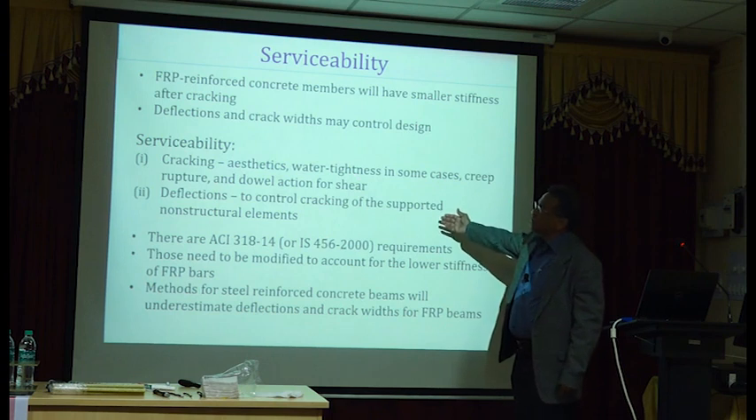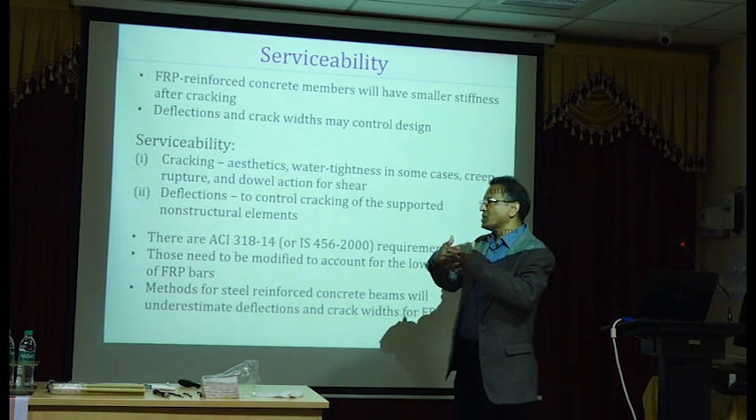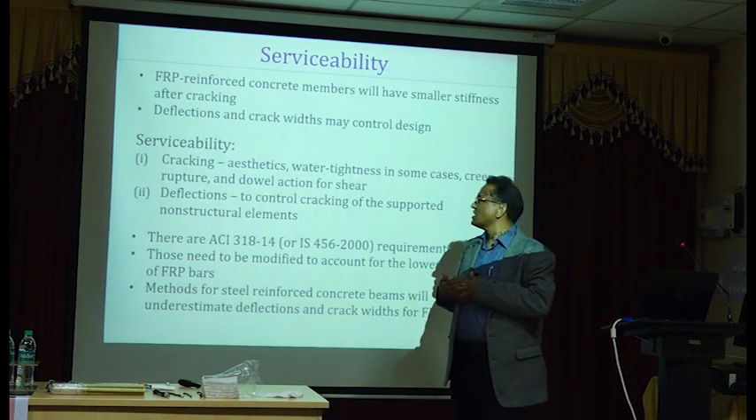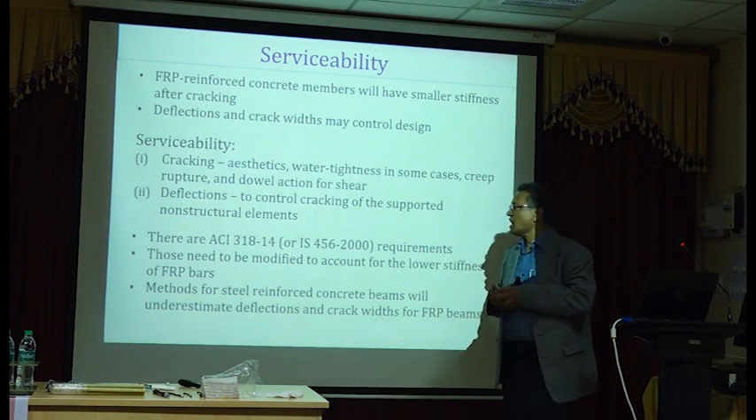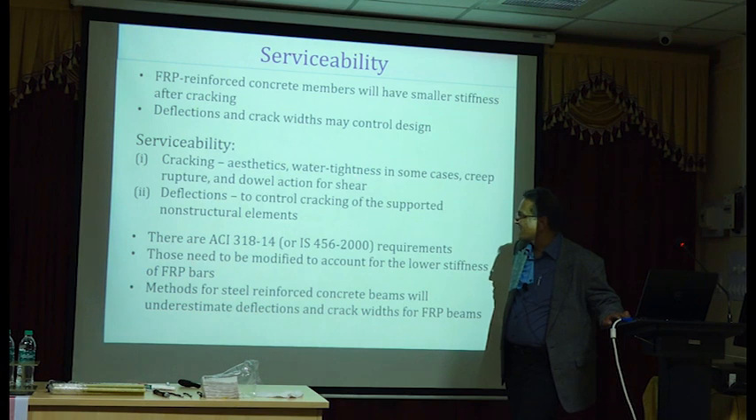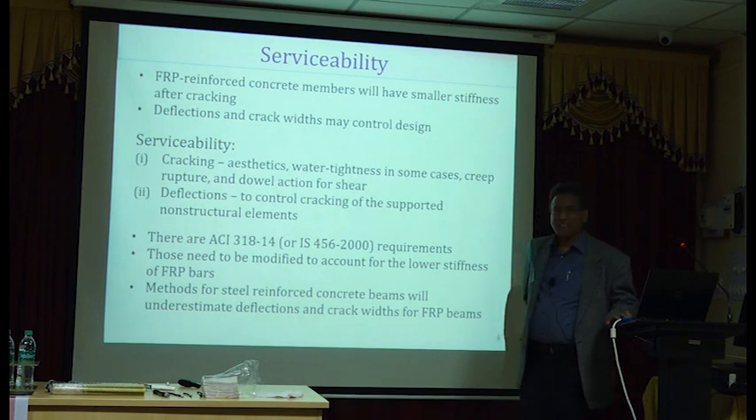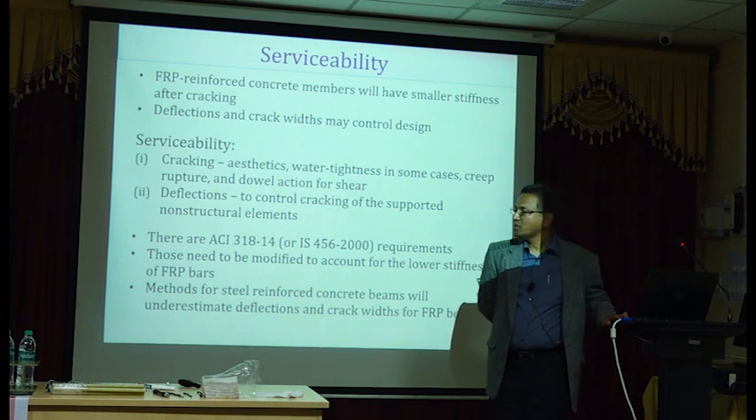And we need to limit our deflections to make sure that the partitions don't crack. There is no excessive cracking in non-structural elements. For that, we need to limit our deflections. So ACI 318, of course, IS 456 also has the methods for deflection calculations for beams, right? We know that.